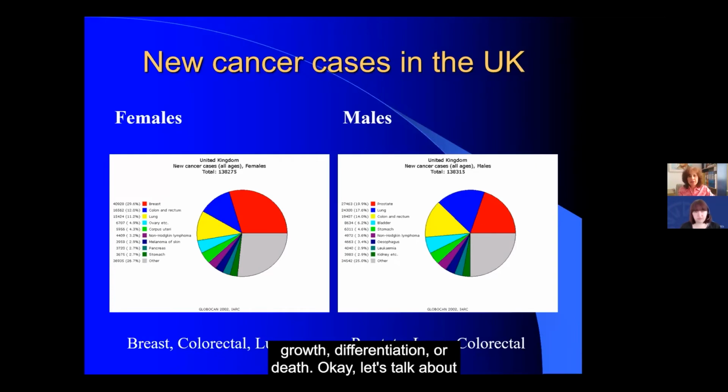Okay, let's talk about cases in the UK. As you can see here on this side, you have females. So the top three is breast cancer, colon cancer, and lung cancer. And in the males, the top are prostate, lung, and colon cancer.